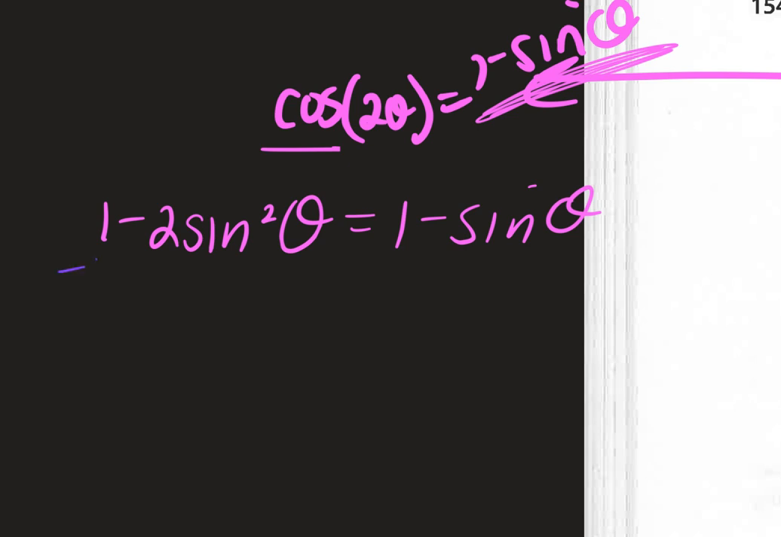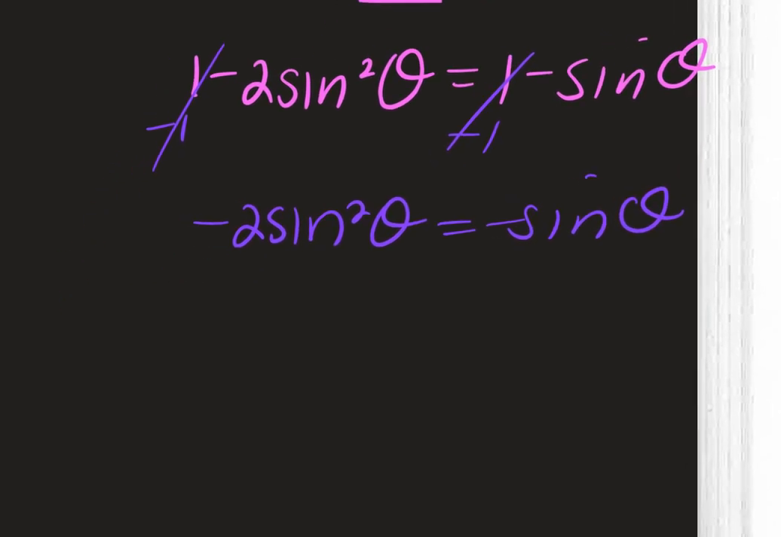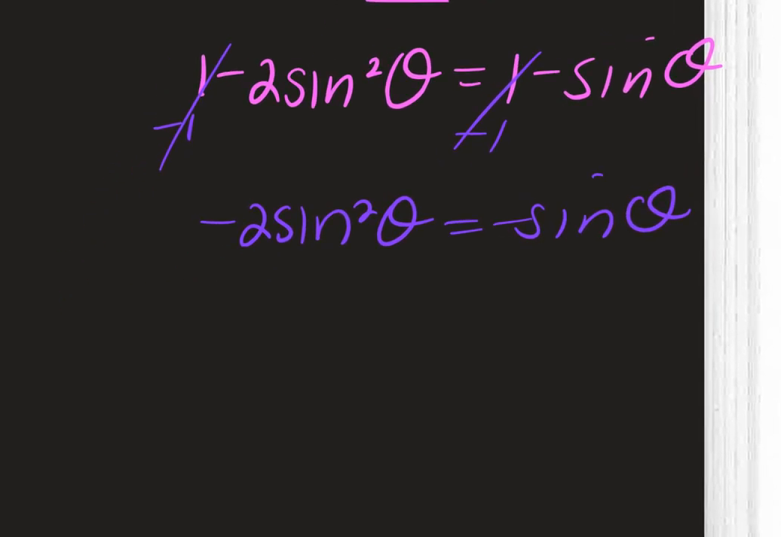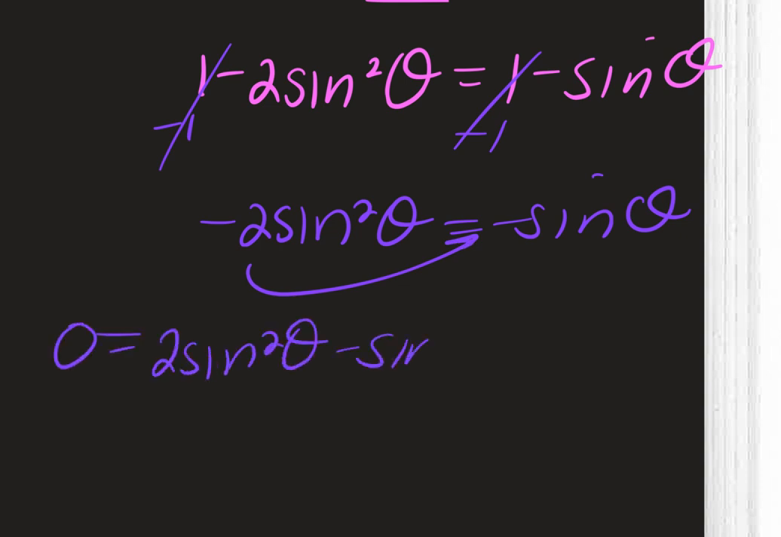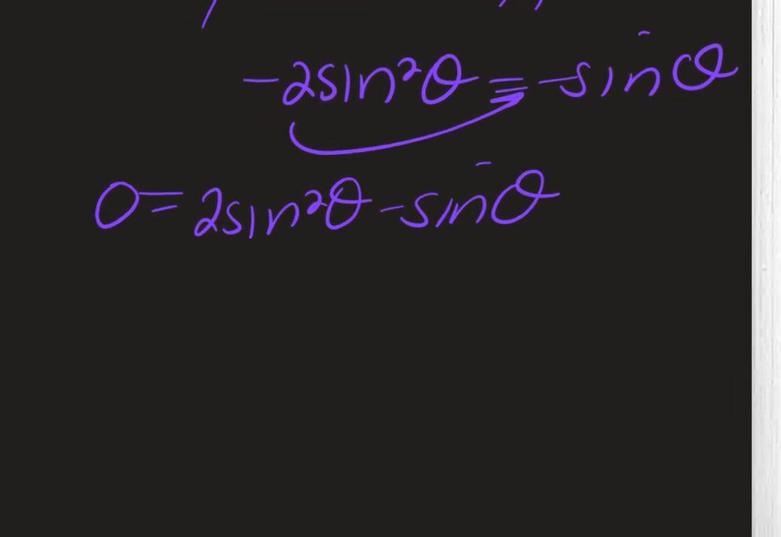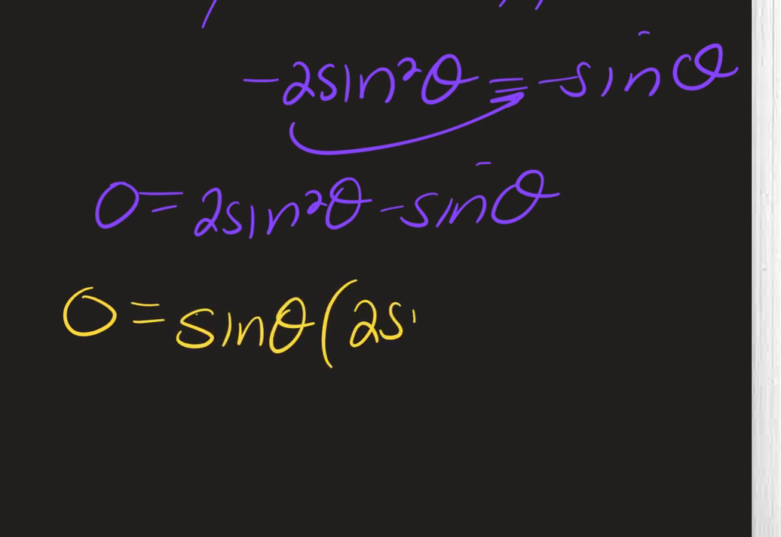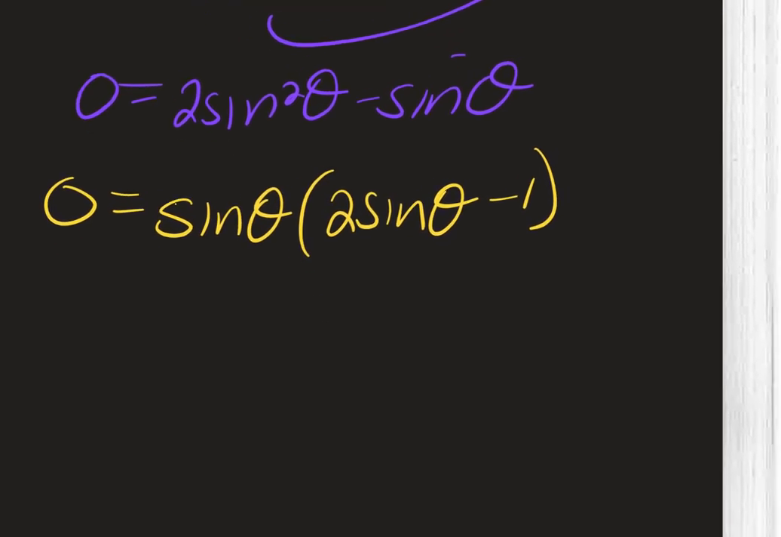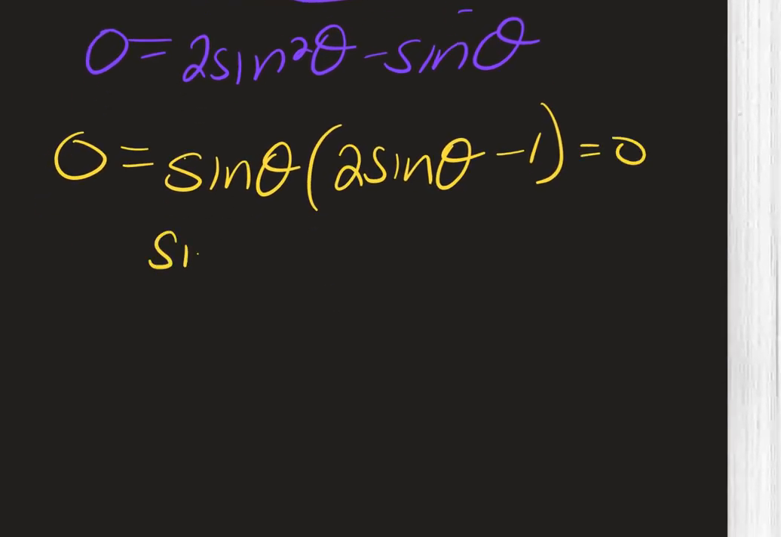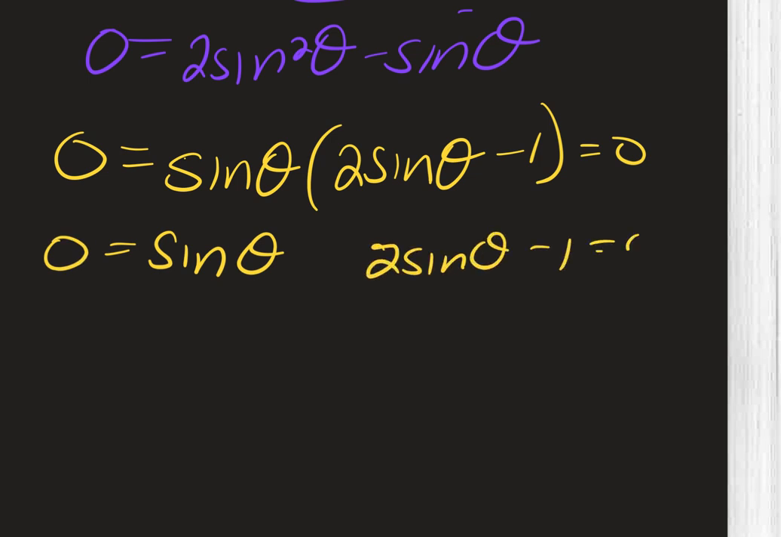So I can either subtract the 1s, and when they cancel, I end up with negative 2 sine squared theta equals negative sine theta. Now, it doesn't matter which direction I go. I can go right to left or left to right. If I move this over here, 0 equals 2 sine squared theta minus sine theta. And then we have to factor out the sine. So sine theta times 2 sine theta minus 1. And then I'd split and solve that. So sine of theta equals 0, and 2 sine theta minus 1 equals 0.